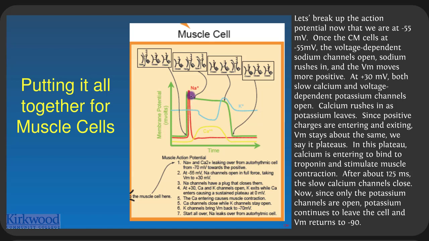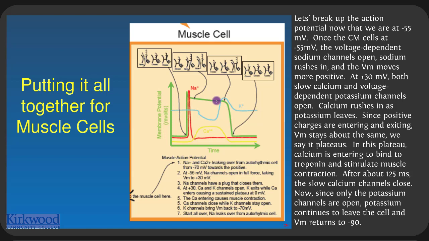At plus 30 millivolts, both the slow calcium and the voltage-dependent potassium channels are open. Calcium rushes into the cell as potassium leaves. Since positive charges are entering and exiting, VM stays about the same at plateaus. Every time a calcium ion comes in, a potassium ion leaves, and so the voltage is balanced and isn't changing much, so that causes a plateau.